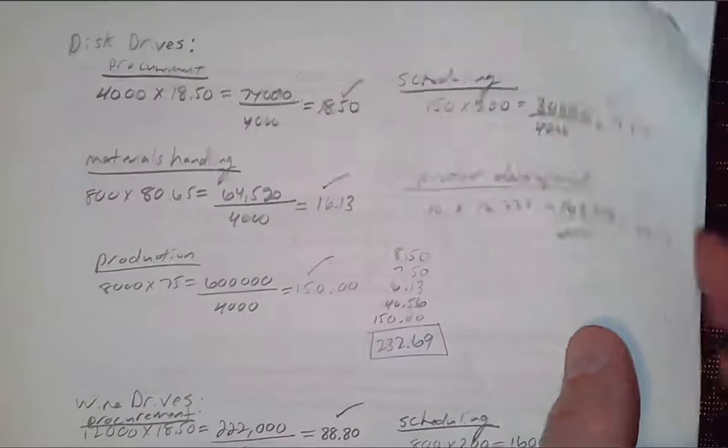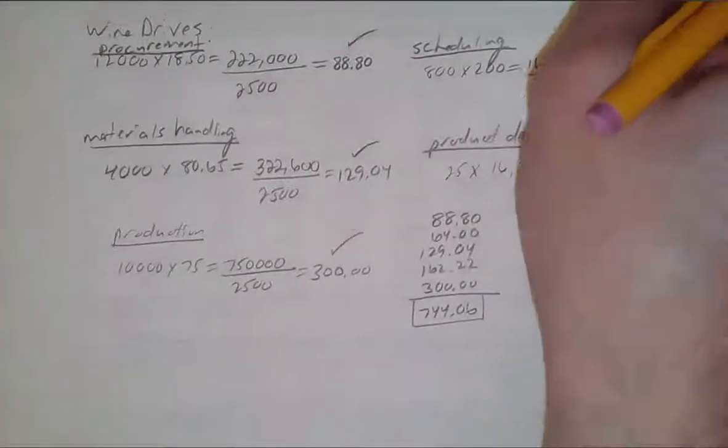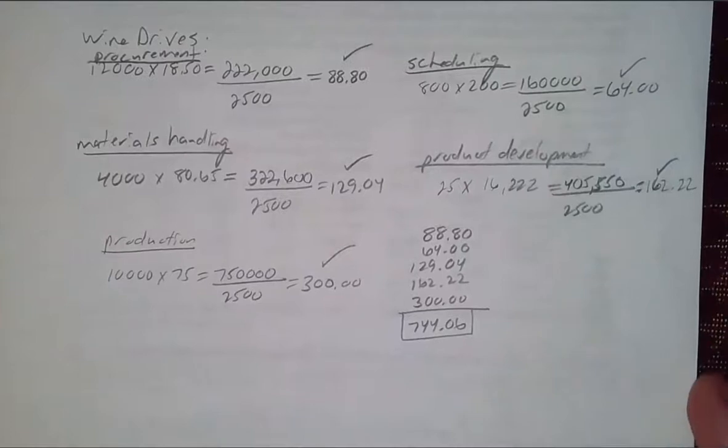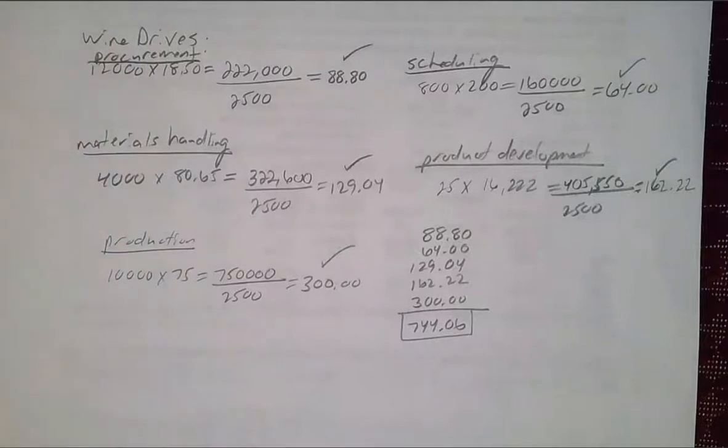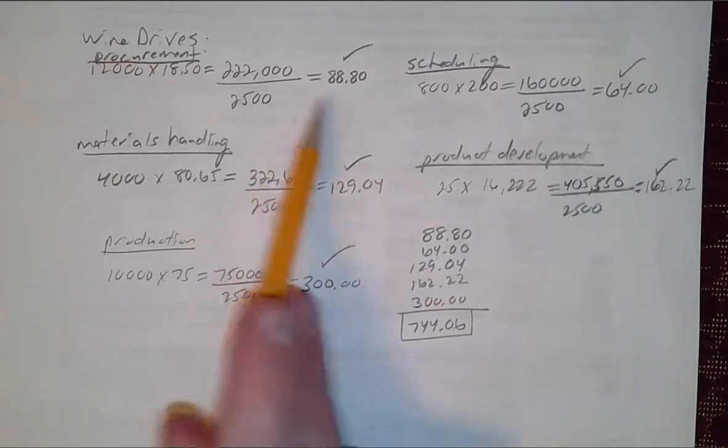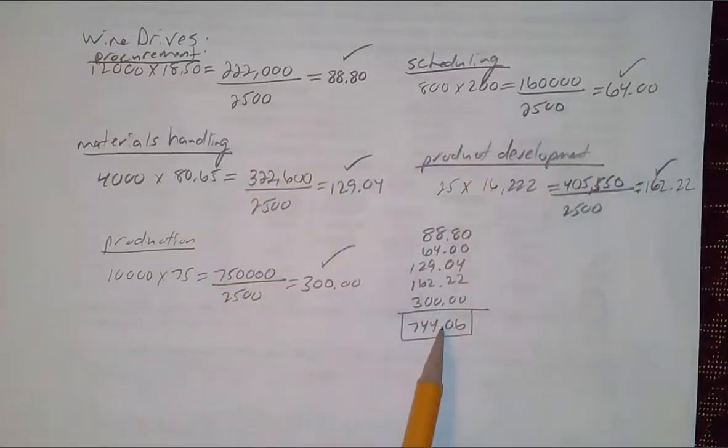Now I'm going to move the paper so you can see how we came up with the answer for the wire drives. It looks like it says wine drives, but that's not what I mean. I mean wire drives. And we go through these same 5 steps, and we're going to come up with $744.06. All right, that's it for this video.